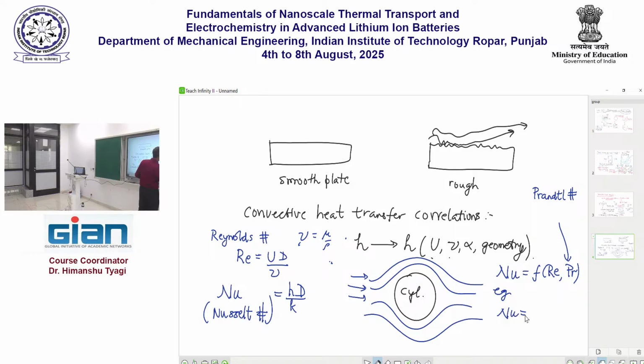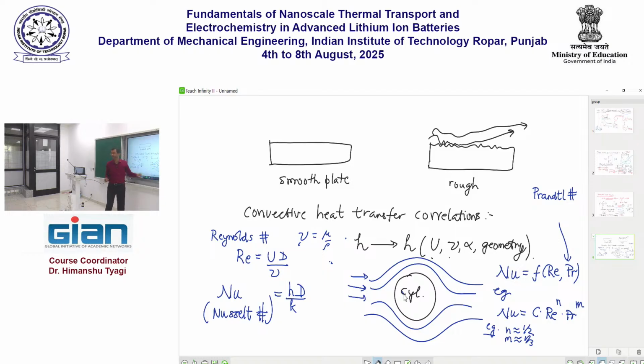So for example, this non-dimensional correlation, often we write Nusselt number equals C times Reynolds number to the power n times the Prandtl number to the power m, where you can go to well-known textbooks and find out the values of C, n and m. For example, for flow over a cylinder, I think n is of the order of half and m is of the order of 1/3, etc. It all depends on the geometry.